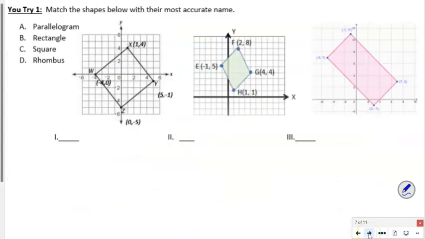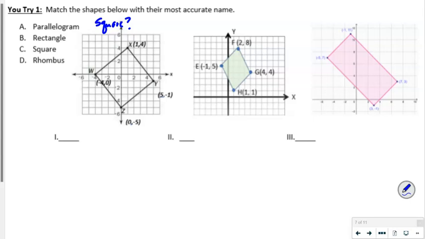Okay. Now, this next one says match the shape below with their most accurate name. We could do this with side lengths, but remember, we can also do this with diagonals. And diagonals are going to be the quickest way to prove that shapes are what they are, okay? So I'm proposing that the first shape looks like a square. Is it a square? If it is a square, then its diagonals are both perpendicular and congruent, okay? So that's what we're going to check.